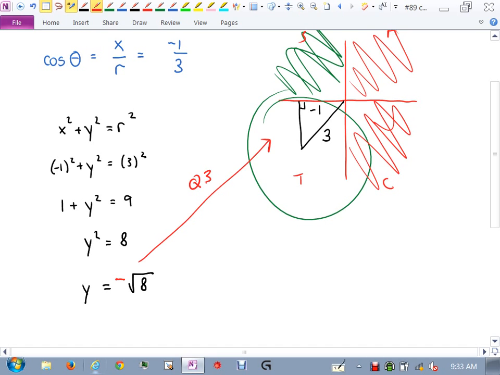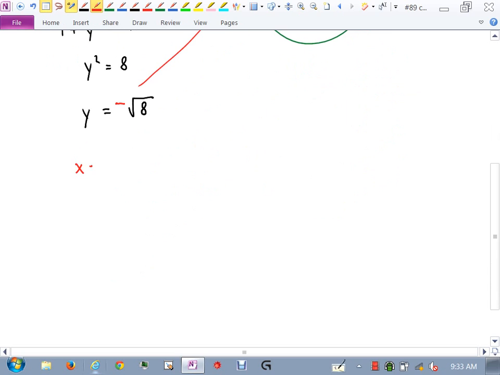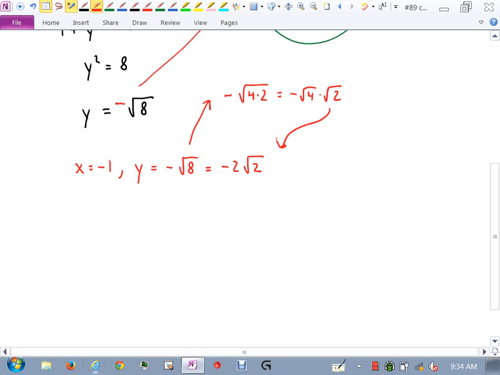All right, so now let me list out what I have here. I have that x equals -1. I have that y equals -√8, which, by the way, is -2√2. That's what your book would, I'm sure, do. They rewrite this as -√4 times 2, which is -√4 times √2, which becomes this. And then what's our r? Was it 3? Okay.